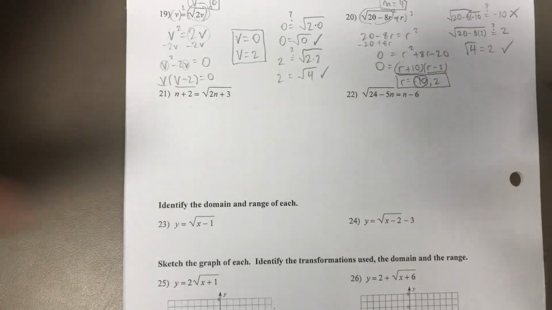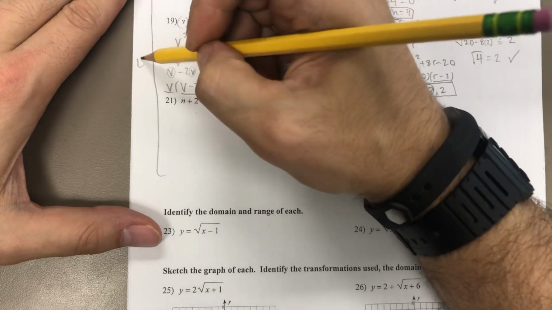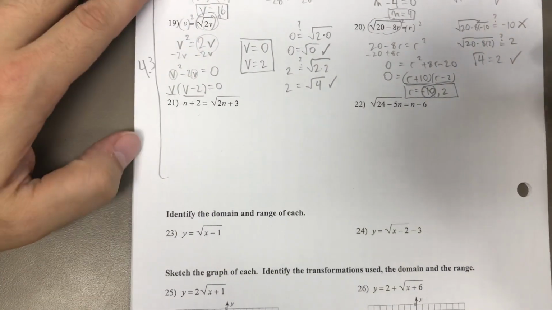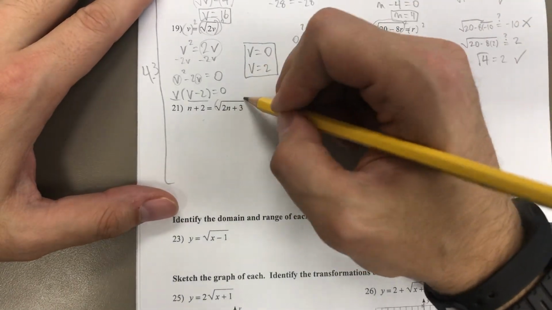Okay, so these next two problems, and all these problems, by the way, can be found in 4.3. So if you need some more examples, just go to the worksheet with 4.3, and you can just keep working through more of those. The radical is all by itself, so we square both sides.